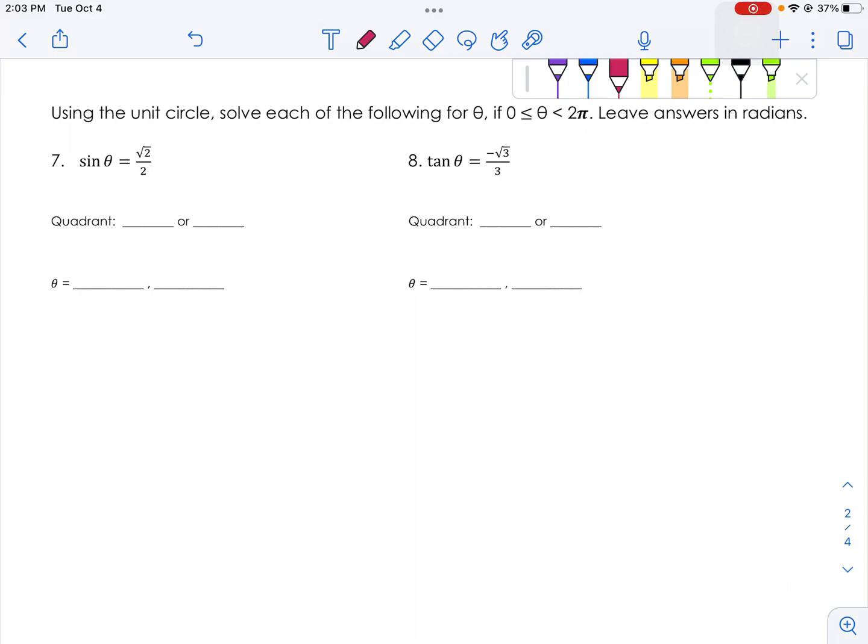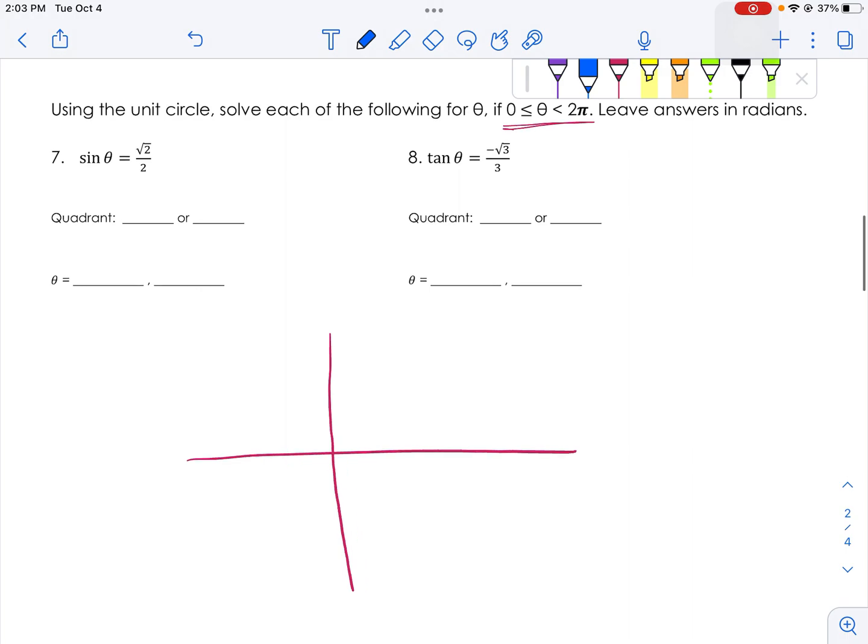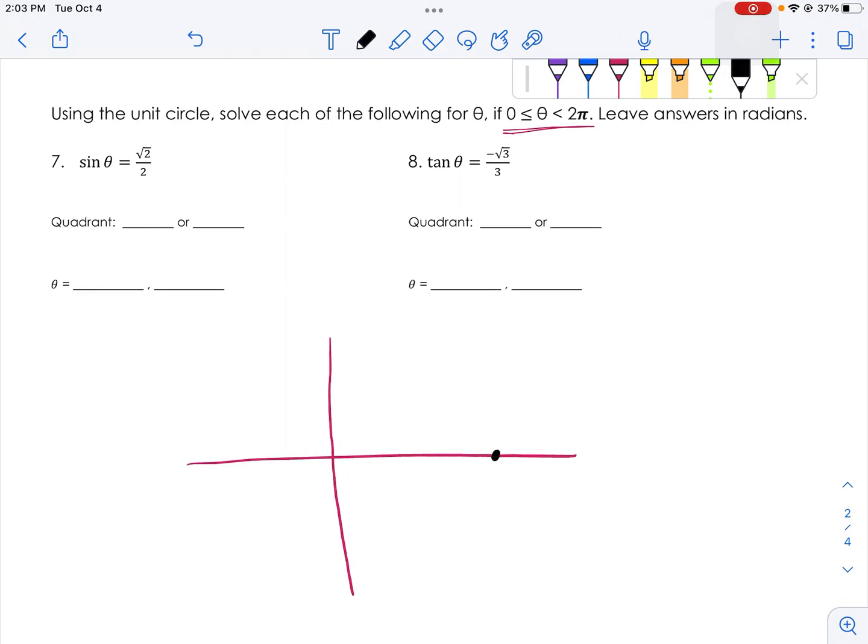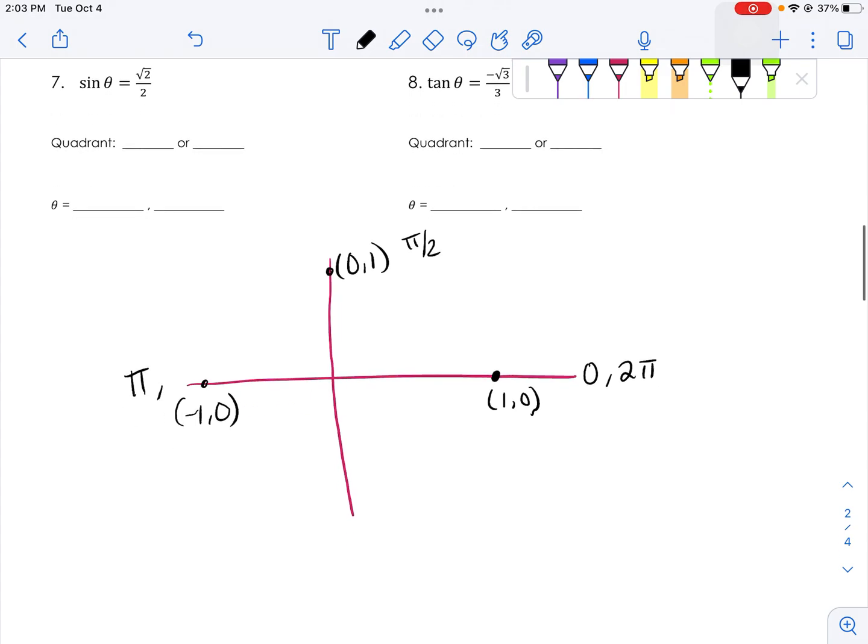Okay, using the unit circle, solve for the following in radians. So let's look at the unit circle. If you have the first quadrant memorized, you should be good to go. So the unit circle has a radius of 1. So we have the point 1, 0 at 0 and 2 pi radians. We have the point 0, 1 at pi over 2 radians. We have the point negative 1, 0 at pi radians, and then we have 0, negative 1 at 3 pi over 2 radians.